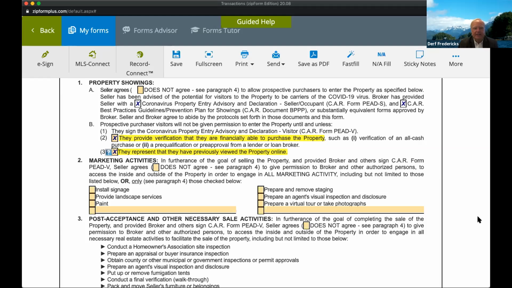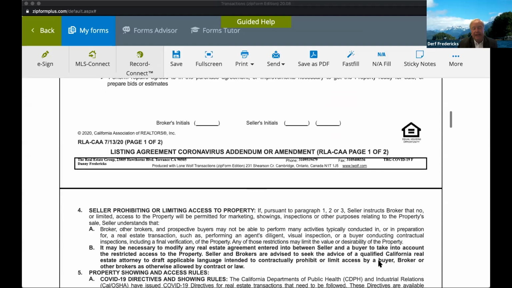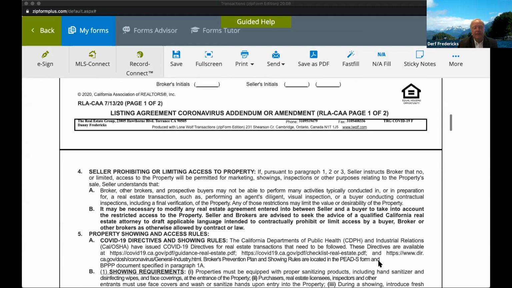The market activities down here, basically you can leave this blank unless the seller does not agree to permit you to do any of those items. Okay, so again, this is that first form, that 2-page addendum. Have the seller sign this. I would check those 2 boxes under B2 and B3. And then you go to the next page, and that's the PEAD-S.